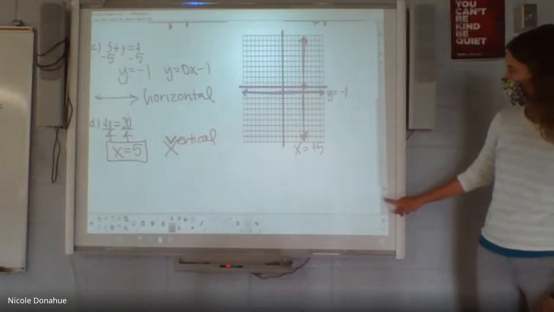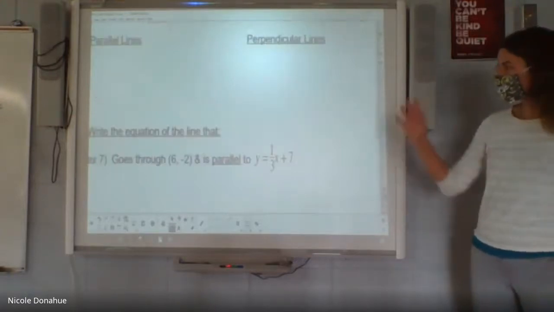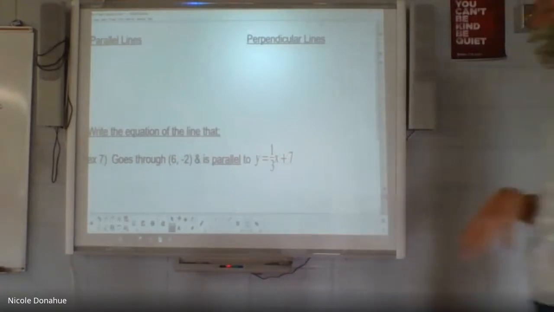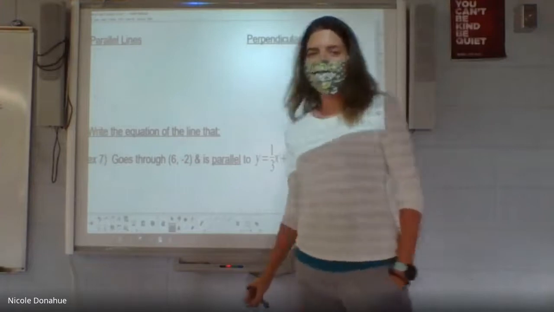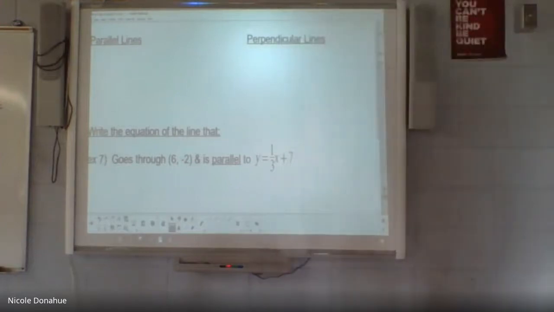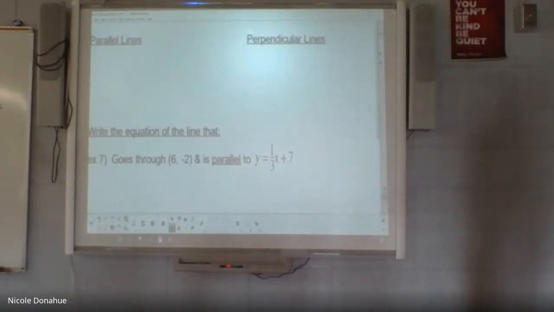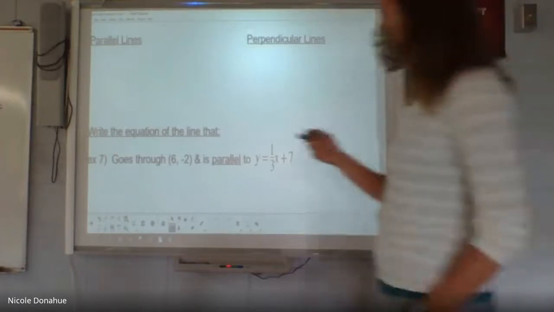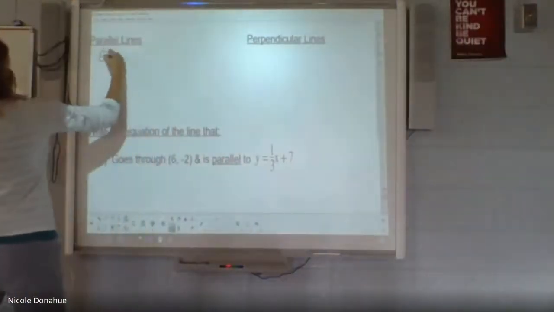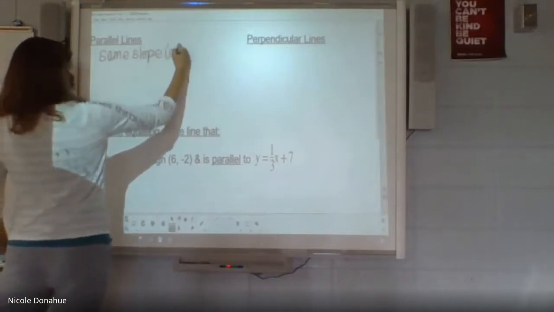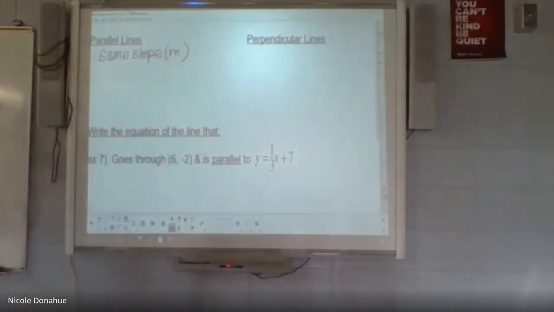All right, so we're going to talk about parallel and perpendicular lines again. We talked about this already, so hopefully this is not a big jump for us. Now we're going to write equations with parallel and perpendicular lines. For parallel lines, remind me what we know about their slope. What do you think, Bella? They have the same slope. Their slopes have to be the same.